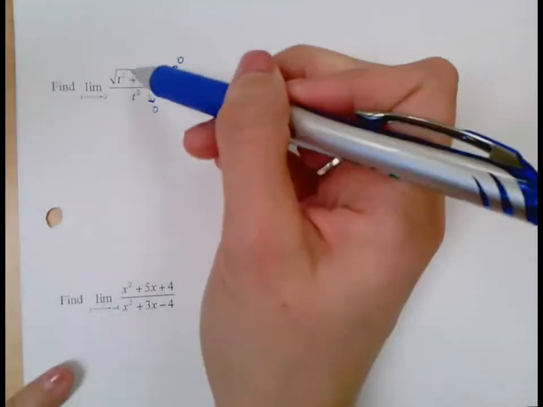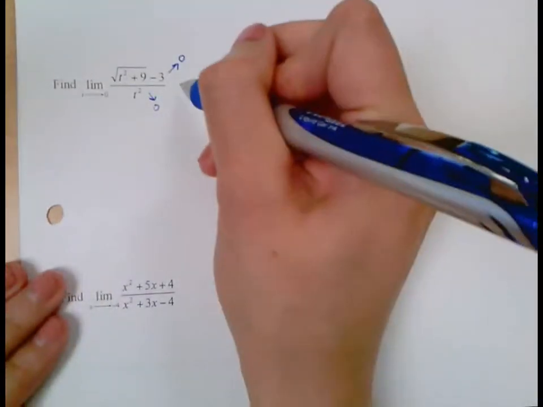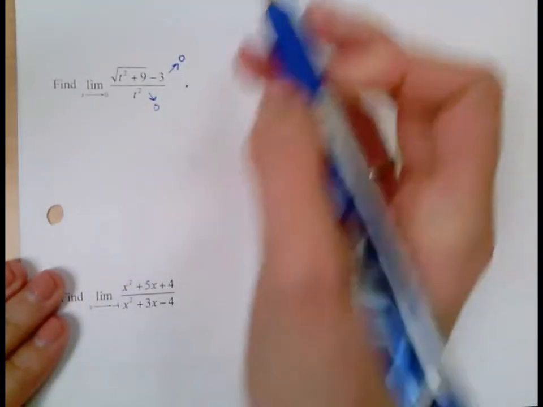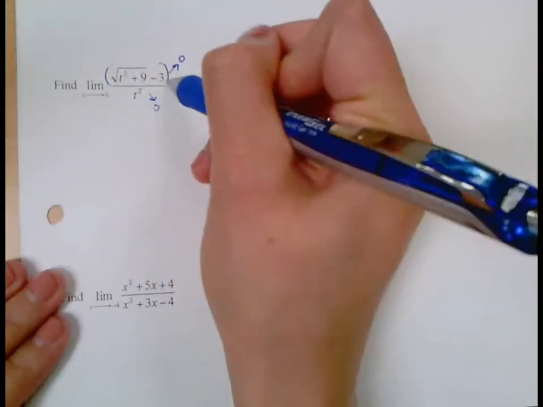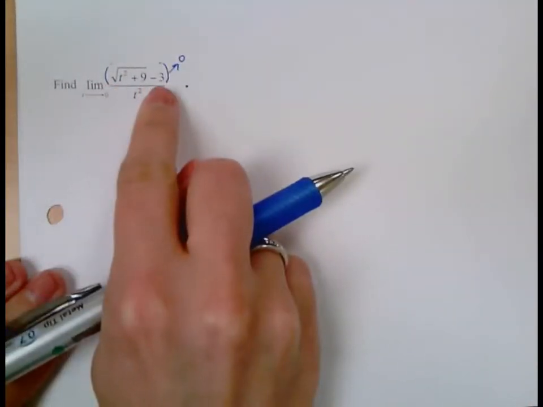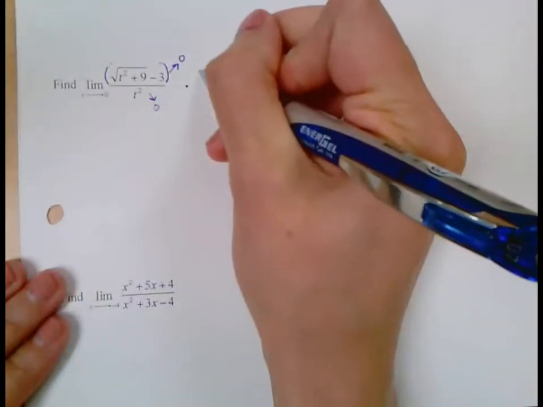So when you have a square root, the way to rewrite this is to multiply by, in this case, the conjugate of the top.